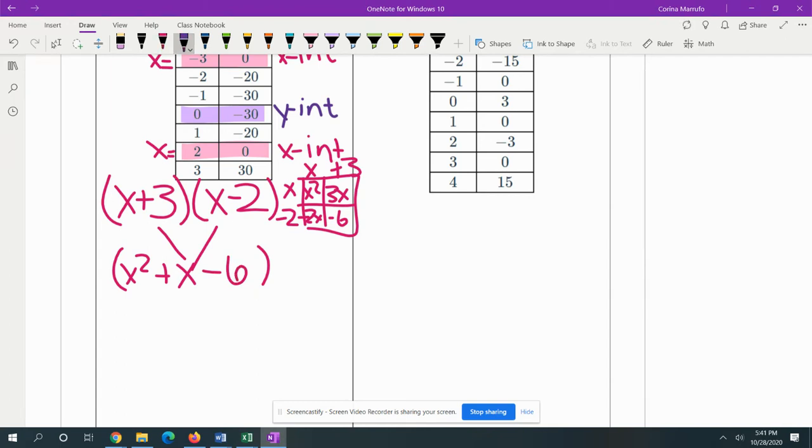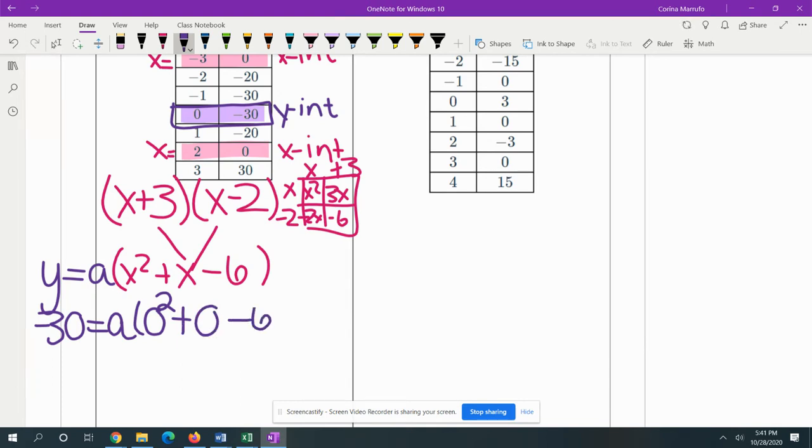Once you get that, you take your y equals a times x squared plus x minus 6. We want to figure out what a is, so we plug in our y-intercept. We plug in negative 30 for y, a is what we're looking for, and everywhere we see an x, we put in a 0. This gives us negative 30 equals a times negative 6. We solve for a by dividing by negative 6, and we get 5 equals a.